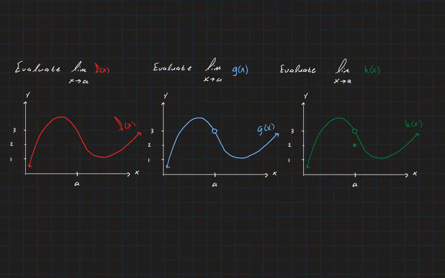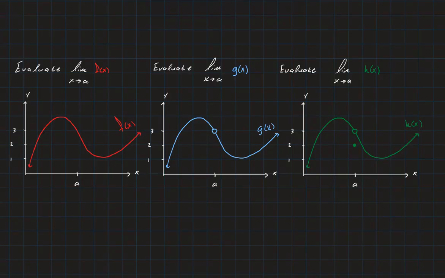One very important thing to understand about evaluating limits graphically is that we're not looking for what the function is equal to at the particular input that we're approaching. What we're looking for is the behavior of that function as we approach that location.